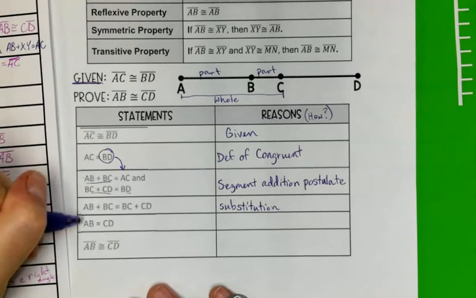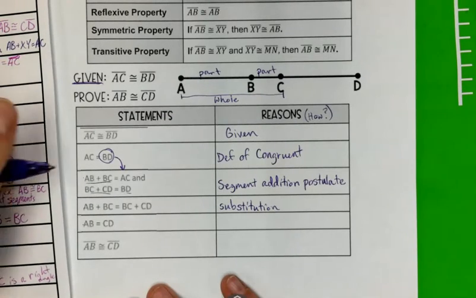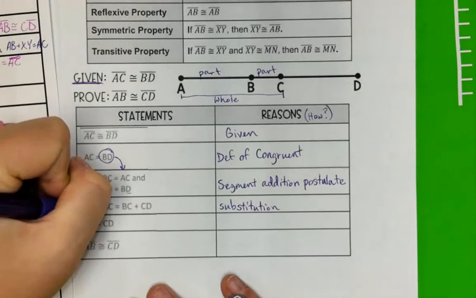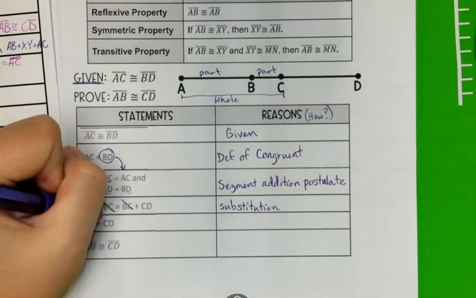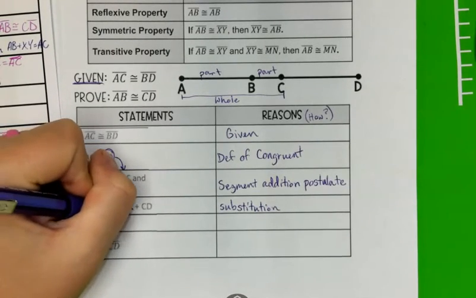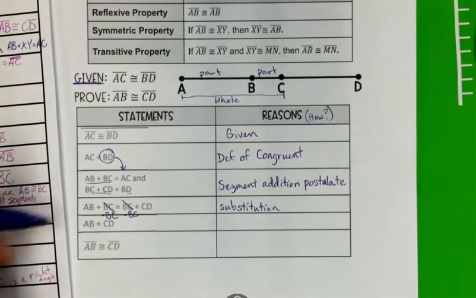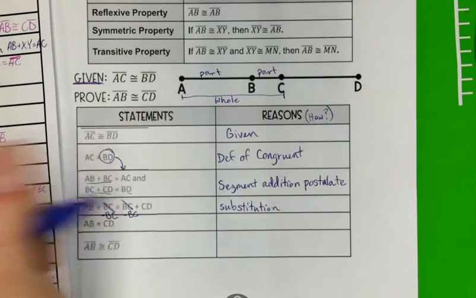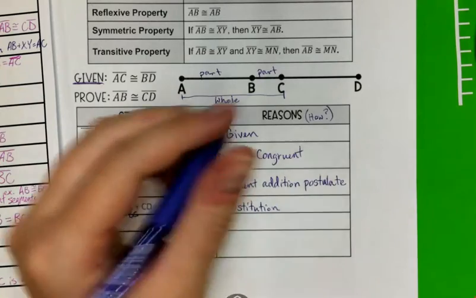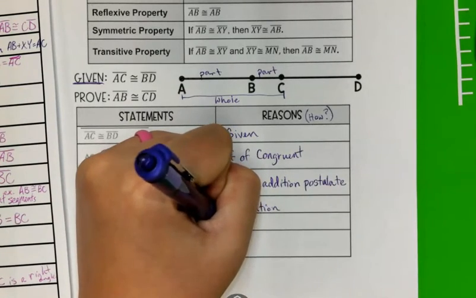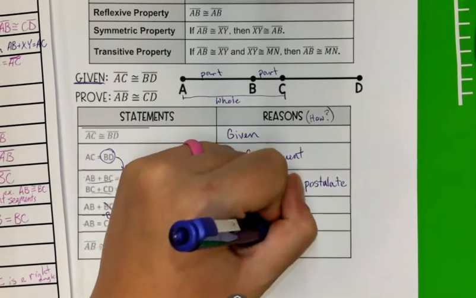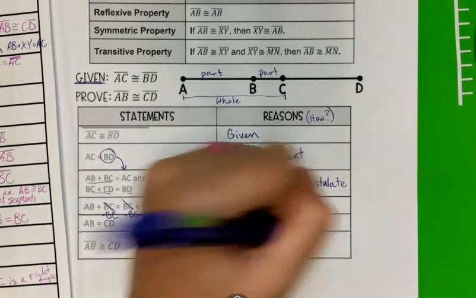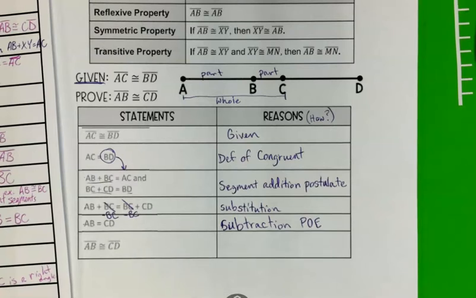Alright, and then if you're going from here to here, you've got to notice something that's happening. Something is disappearing from here and here. So if you get rid of that BC, so you subtract BC on both sides, then it will disappear, and all you're left with is AB is equal to CD. So, for example, you have subtraction property of equality, because you're subtracting on both sides of the equation. So this looks a lot more like those algebraic proofs that we did.